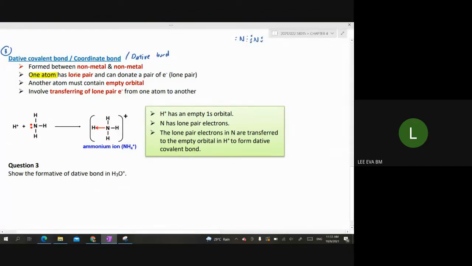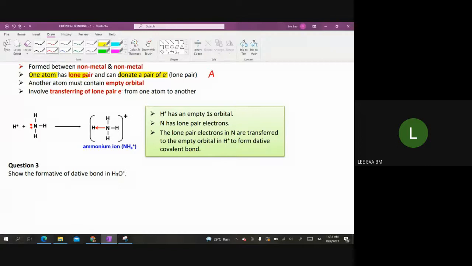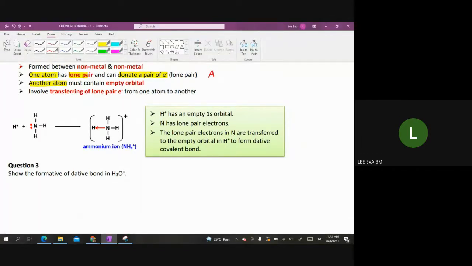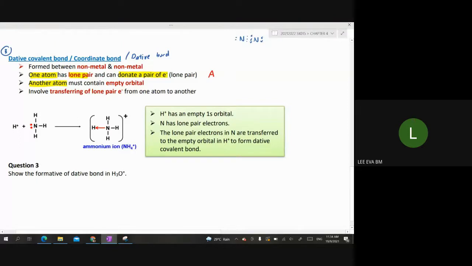So one atom has a lone pair and needs to donate this pair of electrons. I name this species as species A. And then another atom, Madam highlights here as well because it is a different atom. Not like just now, where one atom donates one electron.